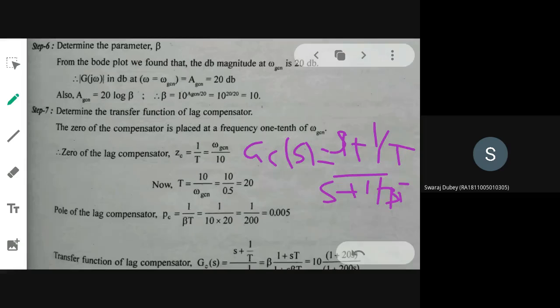Okay, so you need to know the unknown parameters. What are the unknown parameters here? I want to design this only, so I want to find out first T and beta. For that only I am doing all these things.